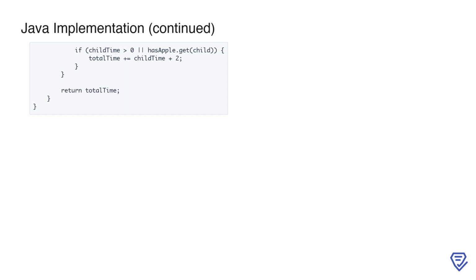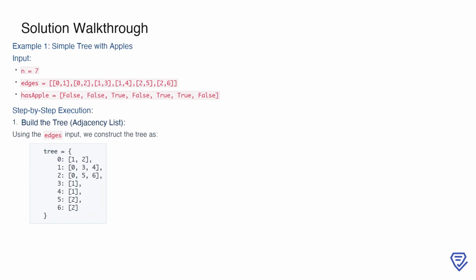back up the tree. In this example, we are given a tree with 7 nodes and a list of edges that represent the connections between these nodes. The hasApple array indicates whether each node contains an apple. Our first step is to build the tree structure as an adjacency list. This representation allows us to efficiently traverse the tree and explore parent-child relationships.